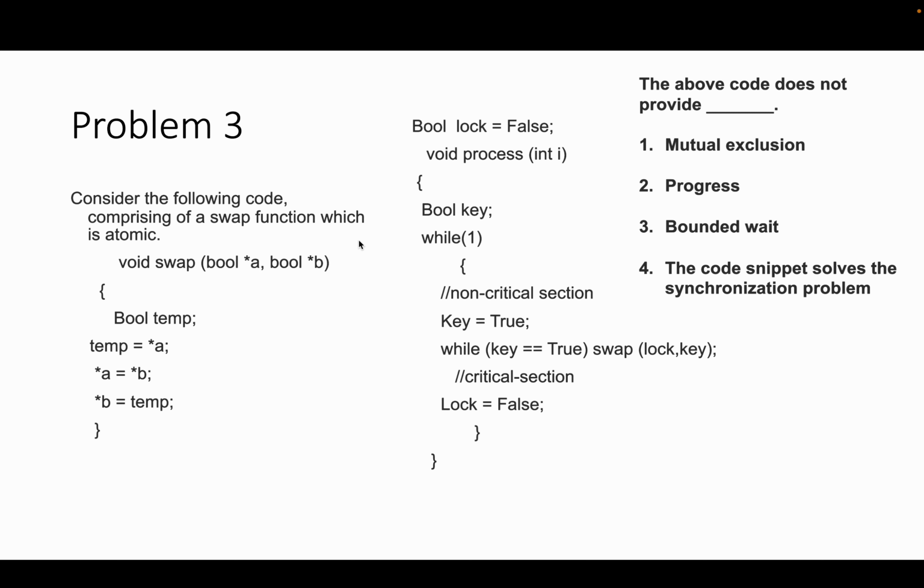Now this is the code which has been given to you, and the question is asking that the above code does not provide first mutual exclusion, second progress, third bounded wait, and fourth the code snippet solves the synchronization problem. So I'll give you some time to think about it.